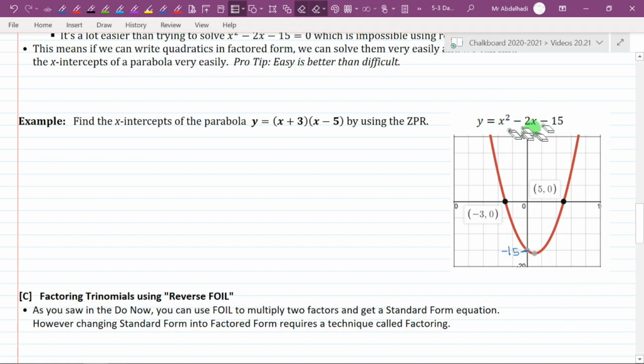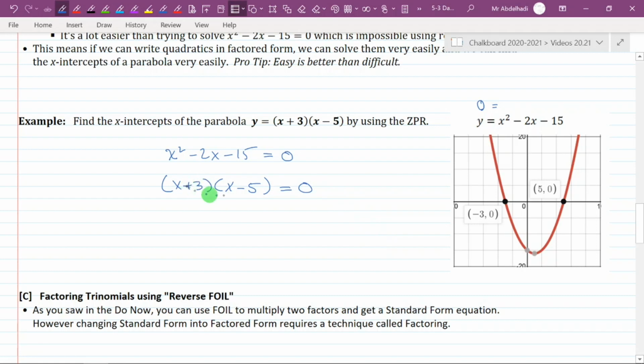Now, for finding the x-intercepts, there's two of them. They're right here and here. They're crossing the x-axis. You have to make the y 0. So now we have this equal to 0. And you cannot solve this, okay? You cannot get x by itself when there are two different powers of x here. And we know that this is the same as that from the example we started.